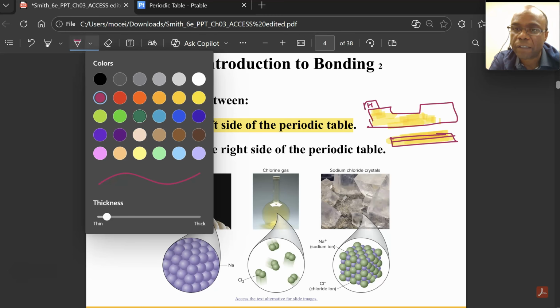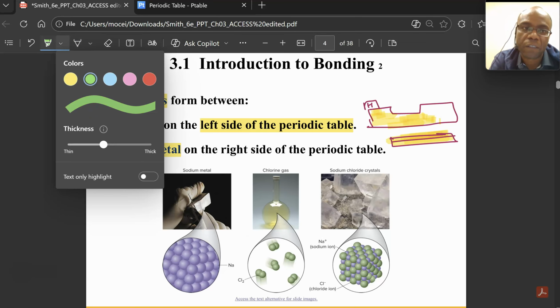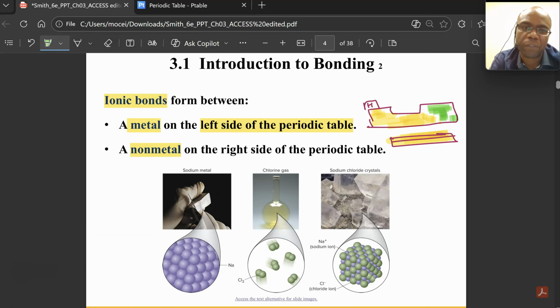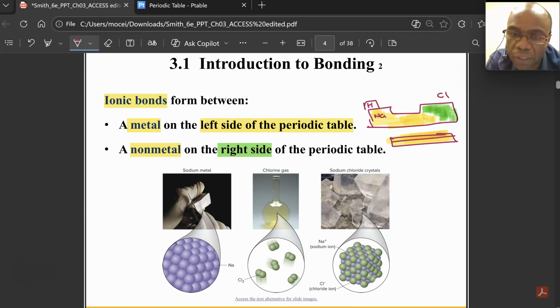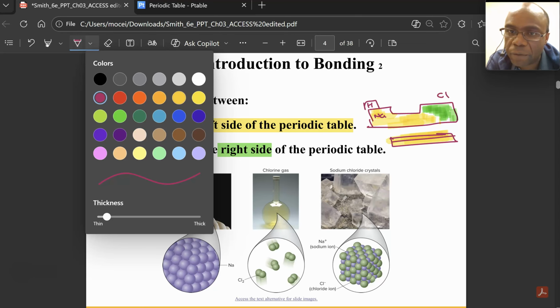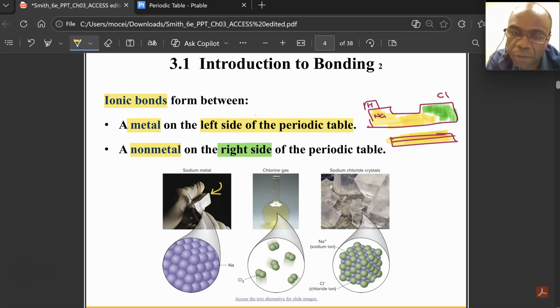The nonmetals, on the other hand, are found mostly on the right side of the periodic table, including the chlorine there, while the metal sodium will be somewhere here. Now you are looking at a sample of sodium metal. This sample right here can really be scraped and cut. It is a metal, so you expect that when you cut it, it's going to be shiny, just like aluminum.